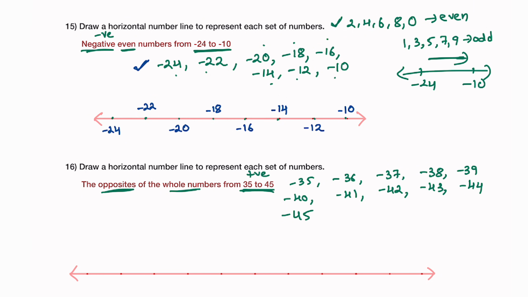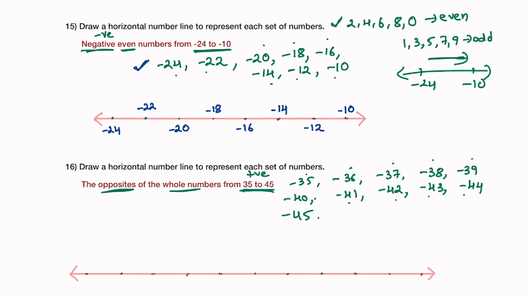Okay, so these are the numbers that we need to mark. How many numbers are there? Let's just count. 1, 2, 3, 4, 5, 6, 7, 8, 9, 10, and 11. There are 11 numbers. So again, because I have enough space, I've taken 2 centimeters to mark 1 unit here. So let me count: 1, 2, 3, 4, 5, 6, 7, 8, 9, 10, and 11.